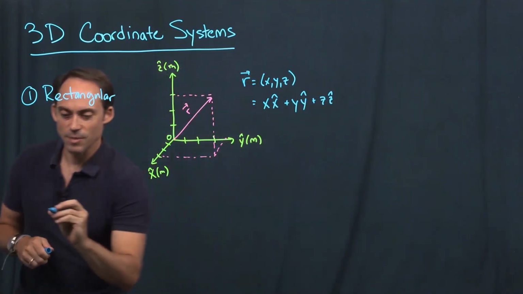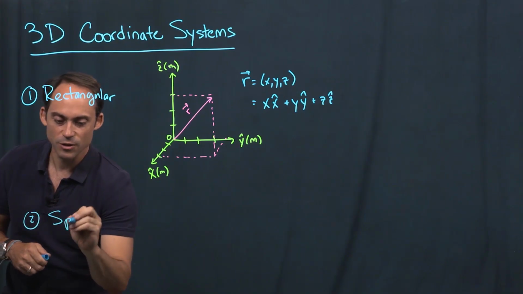A second coordinate system that's commonly used is the spherical coordinate system.